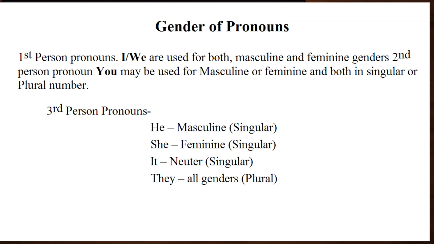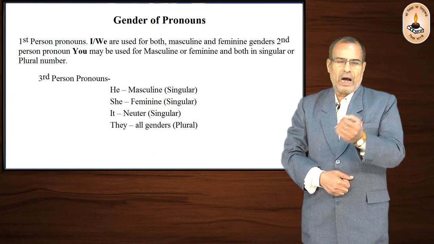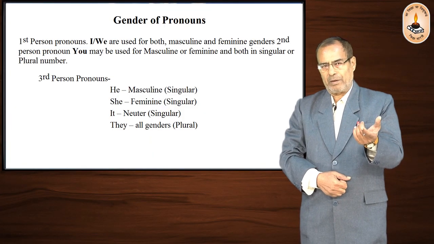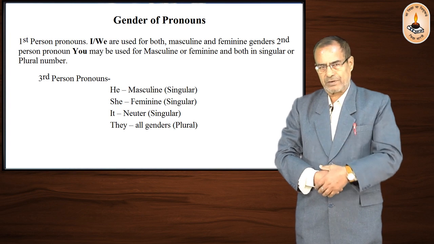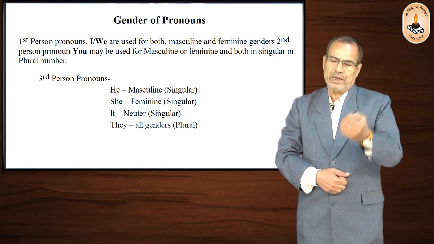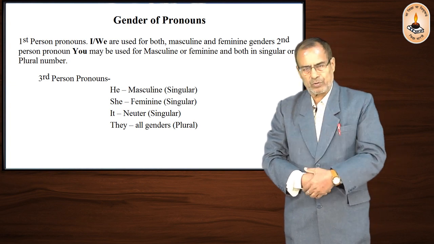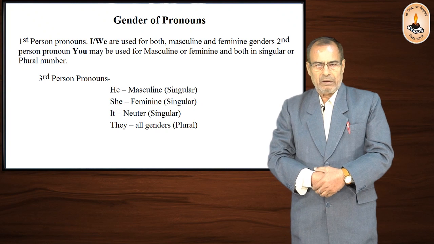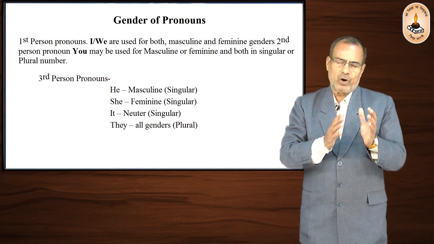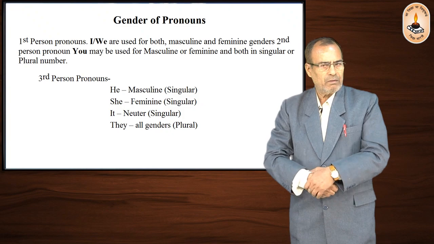First person pronouns are I and we. They are used for both masculine and feminine. I can be a male person or a female person. Similarly, we can be a male person group or female person group. They are used for singular and plural subjects.